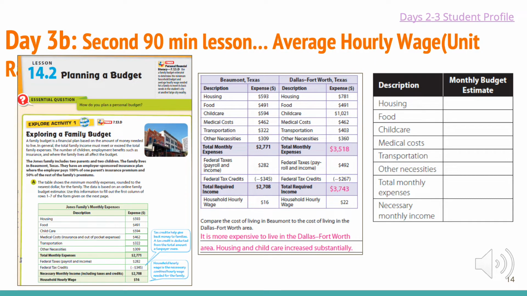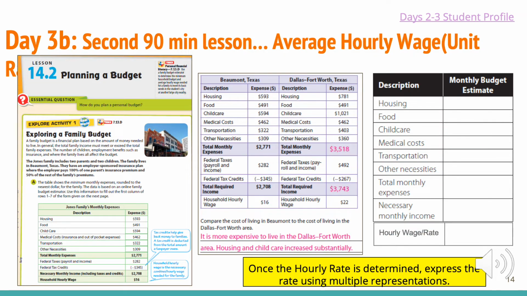Here's a blank table that brings you down to the necessary monthly income. In order to wrap it back around to the concept of a unit rate, we'll add in the extra row at the bottom to get an hourly wage or hourly rate, which is your unit rate. Once we determine the hourly rate, you can also connect it back with the different multiple representations from the first half of the day.